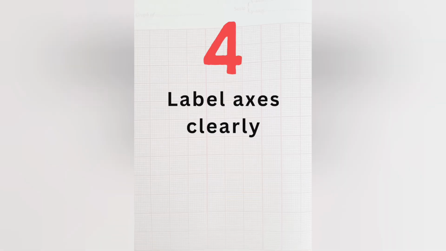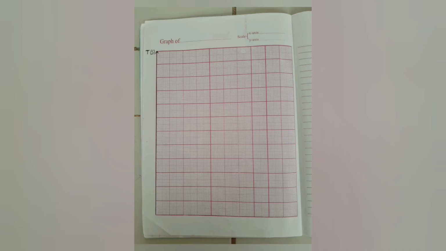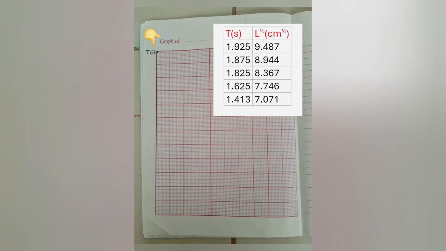Step 4. Label your axes clearly. It's time to draw your graph. First, draw your vertical line, such that you will have 10 boxes when you count from the line. Secondly, label the vertical axis. In our example, we take t to be the vertical and s to represent the unit of t.